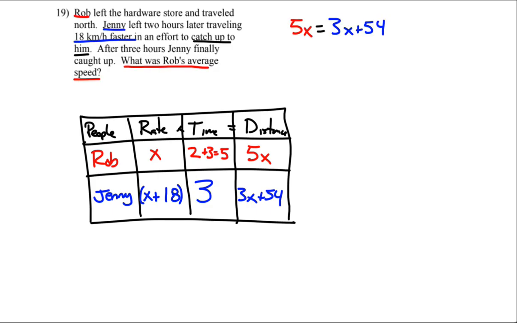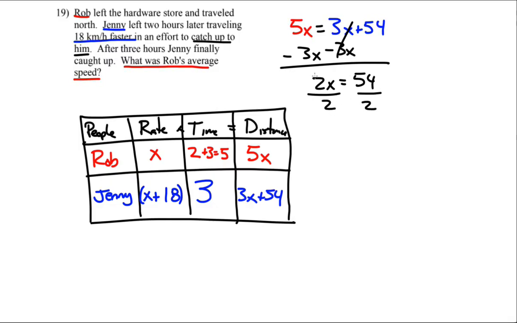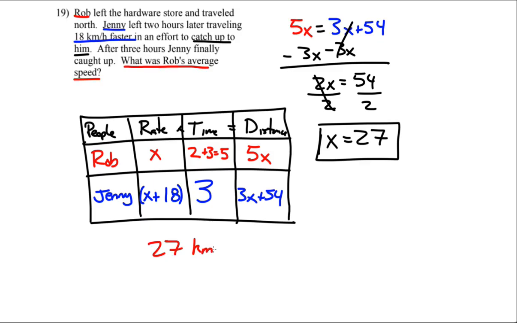So, in other words, to solve for x, if I subtract 3x from both sides, those cancel, and I end up with 2x equals 54. If I divide by 2 on both sides, x equals 27. So what we know is that the final answer, what is Rob's speed? Rob's speed would be 27 kilometers per hour.